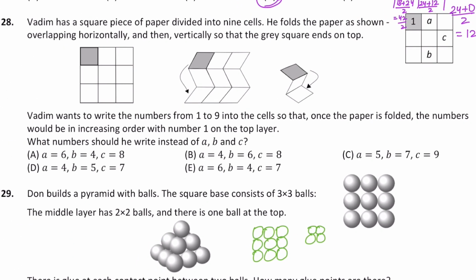Vadim has a square piece of paper divided into 9 cells, and he has folded it as shown, overlapping horizontally and then vertically so that the gray square ends on the top. And the gray square is 1.